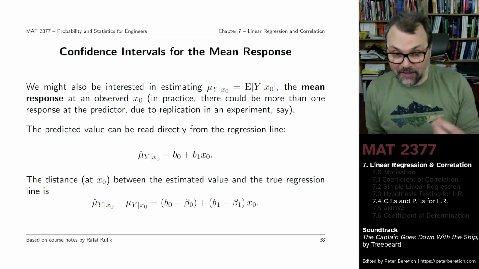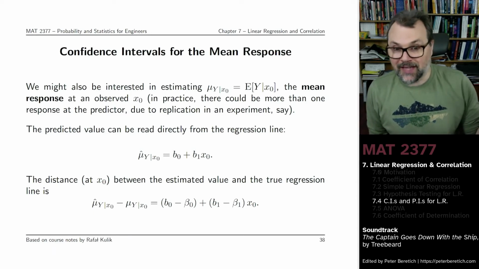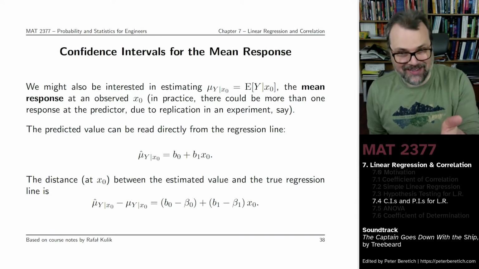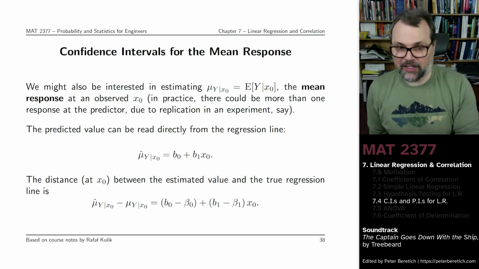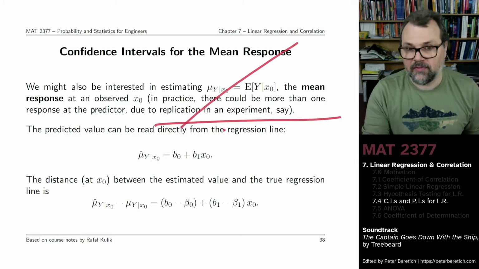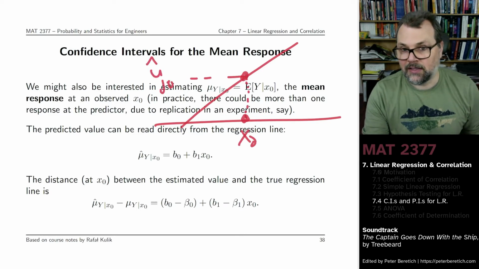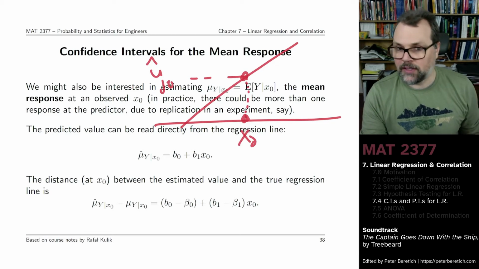The predicted value, not the expectation, the predicted value, you can read it directly from the regression line. The regression line tells you what to expect at a given predictor level, right? I have a bunch of x's here and I picked this one here, x0. My estimated y0 is the height of the line of best fit at that specific level, x0. That's the whole point of linear regression.